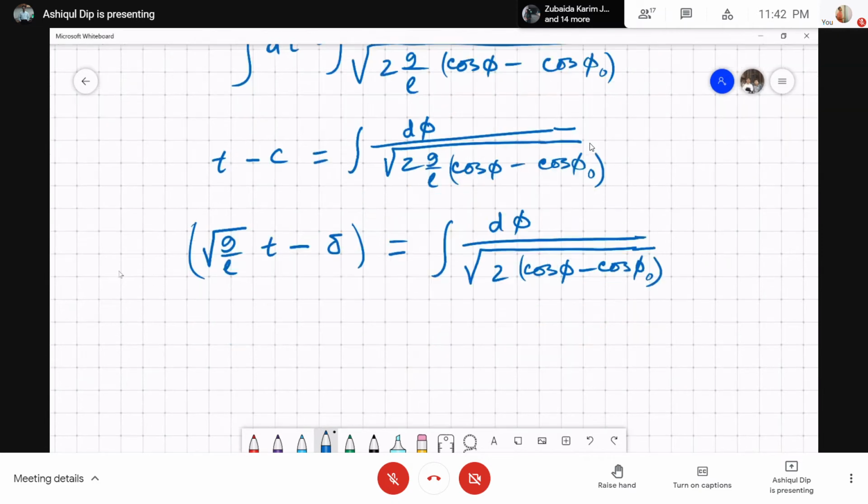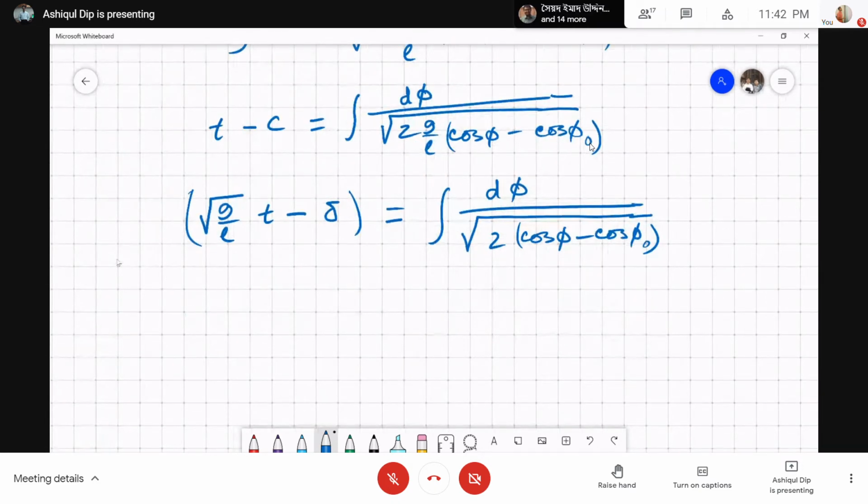So what's the result of this integration? It's very tough, I think. Tell me, what's the result of this? Elliptic integral, I think. Yes, this is called the Jacobi's elliptic integral. It is defined as J of phi, phi naught. So this is Jacobi's elliptic integral. It has a fancy name.